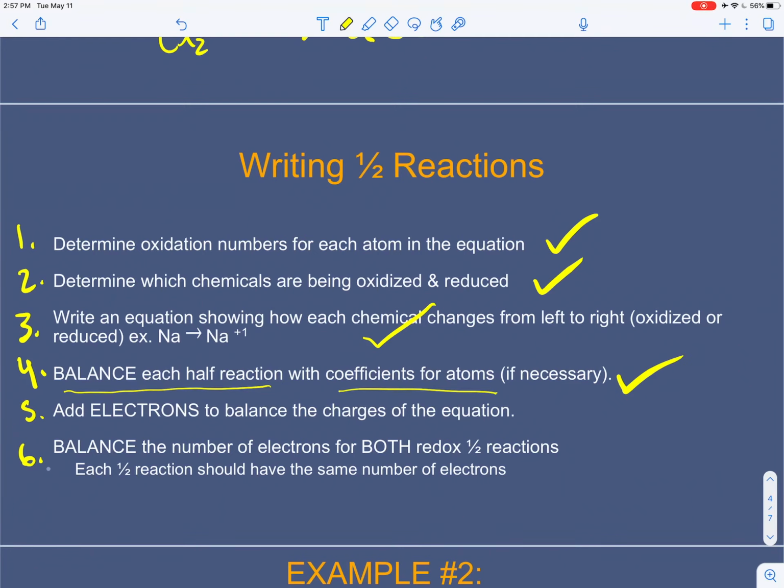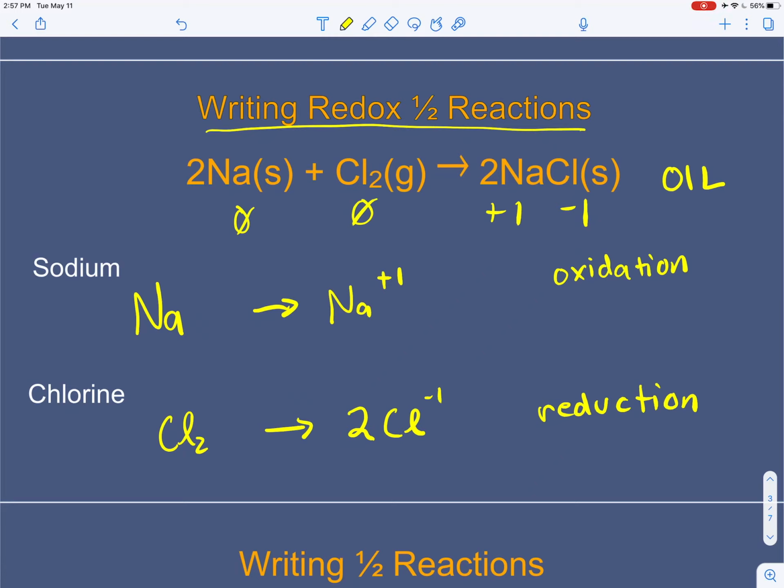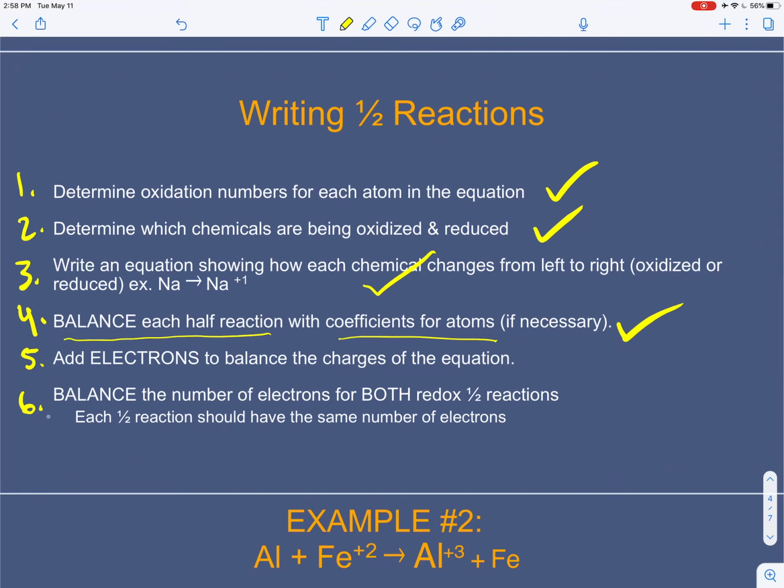Next, add electrons to balance the charges of the equation. So what does that mean? On sodium, I've got a positive charge on the right side, but on the left side, I've got an overall charge of 0. So I'm going to add an electron here to balance that out. Now I've got +1 -1 equals 0 on both sides. For chlorine, I've got 2 times -1 on the right side, so that's -2 on the right side. So I'm going to need to add 2 electrons here to balance out those charges. Chlorine, remember, is gaining electrons. Oil rig, gain of electrons. Reduction is gain.